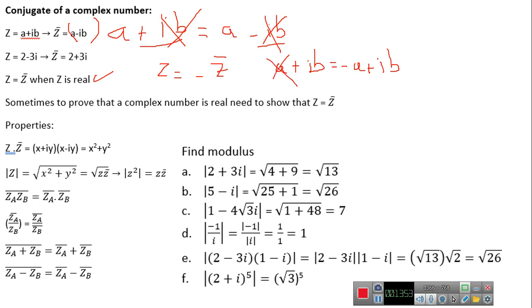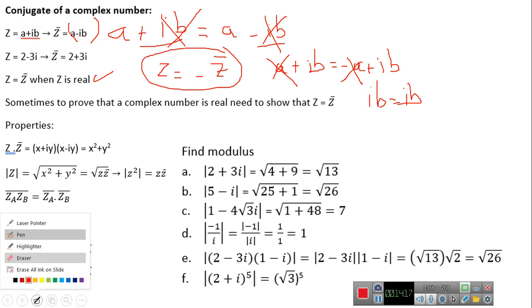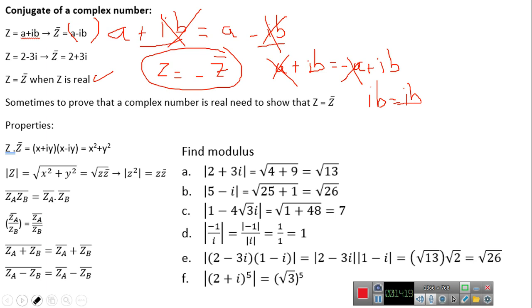And if you prove that Z equals minus Z bar, we are proving that Z is imaginary. Why? Because you're going to get a plus ib, and if you put the minus outside, you're going to get minus a plus ib. So if these two are equal, it is impossible to have a and minus a equal. So you're going to have ib equal ib. So if you show that Z equals minus Z bar in some problems, you are showing that Z is imaginary. In imaginary, it's of the form ib.